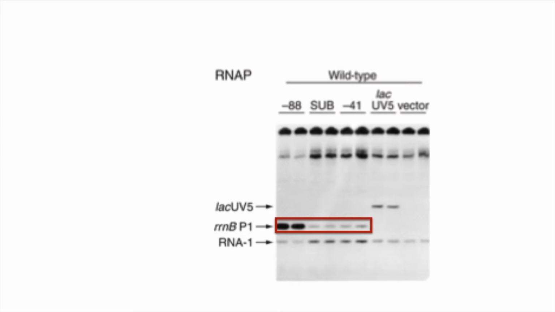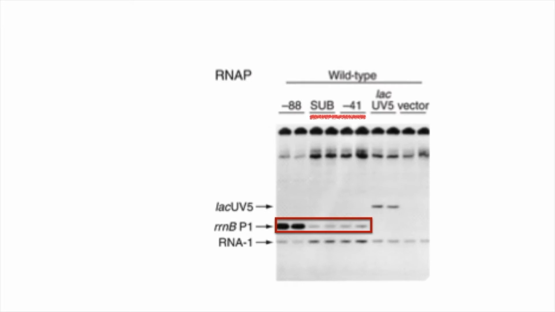So now for the experiment, what we want to compare and contrast are these bands right here. These bands were created by the RRNB promoter. So looking at the 88 lane, that's with the up element and the promoter, we get these nice dark bands showing that a lot of transcription occurred. Now when we compare those to the bands from the 41 or the sub, they're much lighter in comparison, revealing that less transcription is occurring. The difference between both of those compared to the 88 is that they don't have the up element.